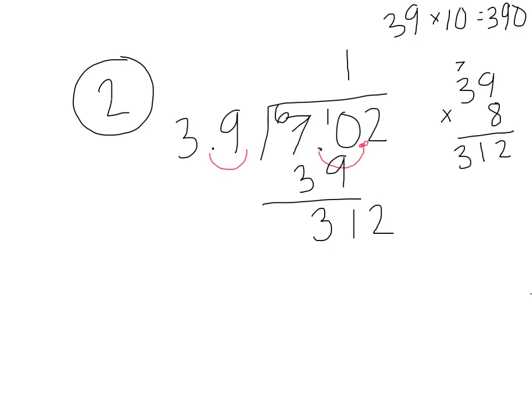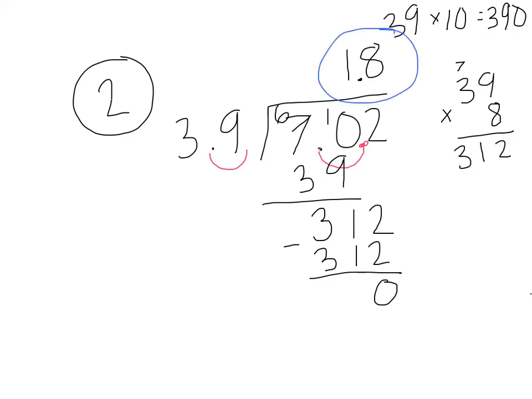I'm going to put 312 underneath my 312 in my question and subtract. 8 was a good guess, so I'm going to put it in my answer up above. Now, because I have a 0 as a remainder, I know I am done, but I have to remember to put my decimal up. Your answer is going to be 1 and 8 tenths.